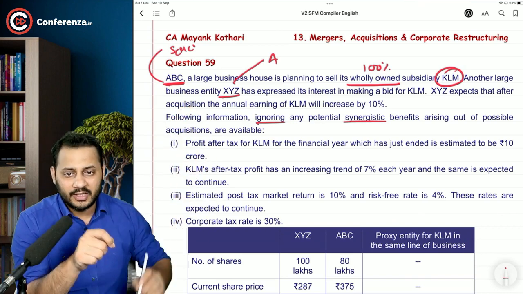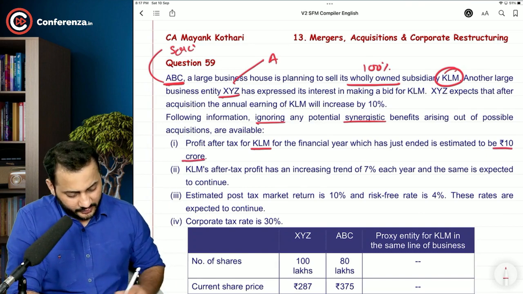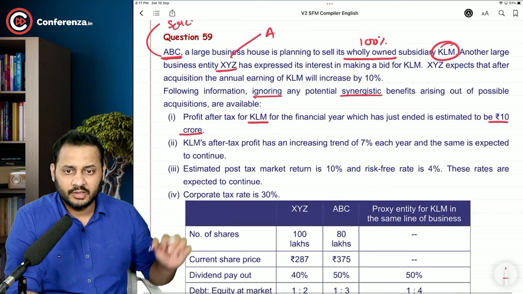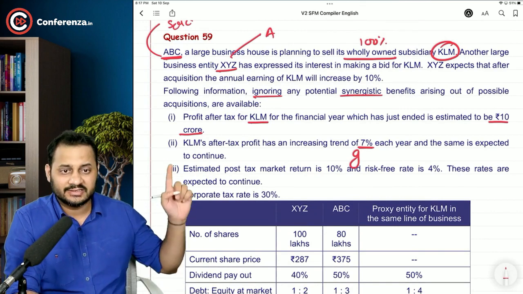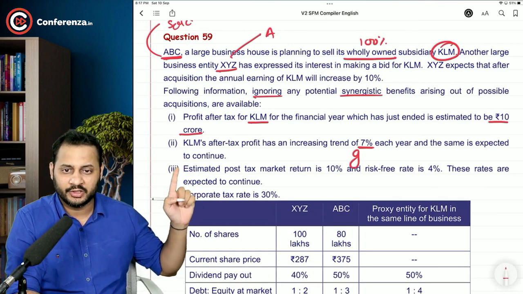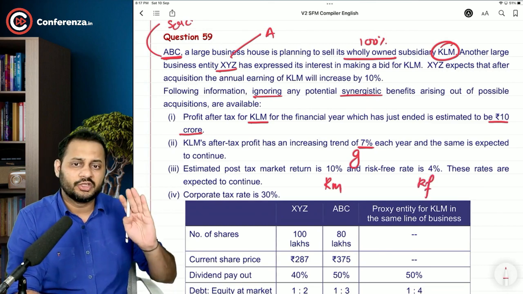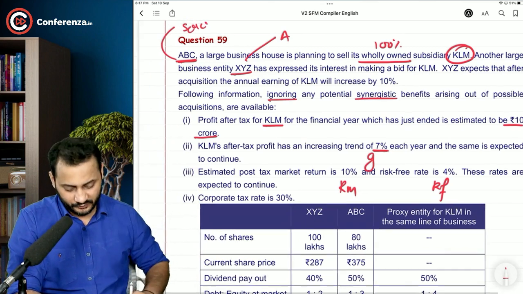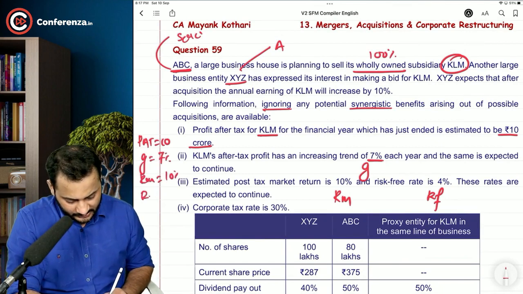The profit after tax of KLM for the financial year which has just ended is estimated to be 10 crore rupees. KLM's after-tax profit has an increasing trend of 7% each year, and the same is expected to continue. This will be your growth rate. Market rate of return is 10%, risk-free rate of return is 4%. That's it. First of all, the profit after tax 10 crore, growth rate 7%, market return 10%, risk-free return 4%, and the tax rate 30%. That's it, nothing else.